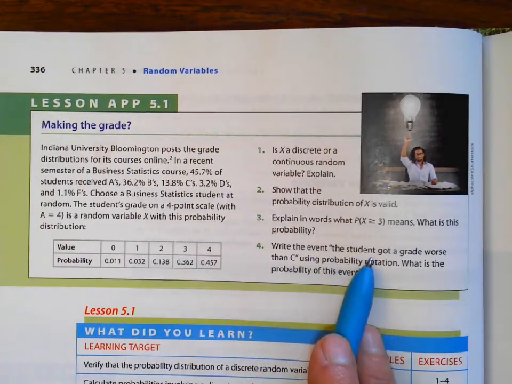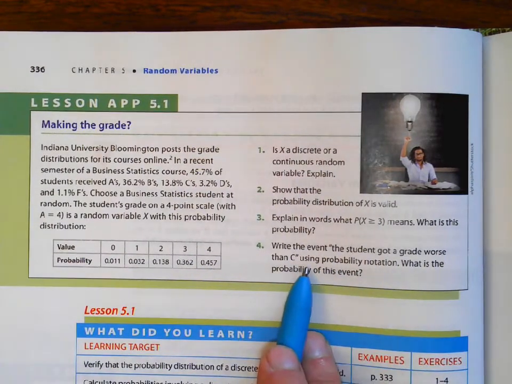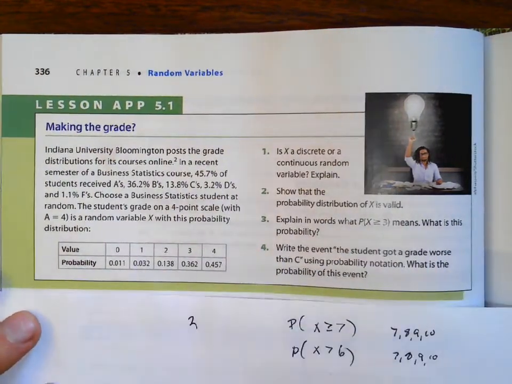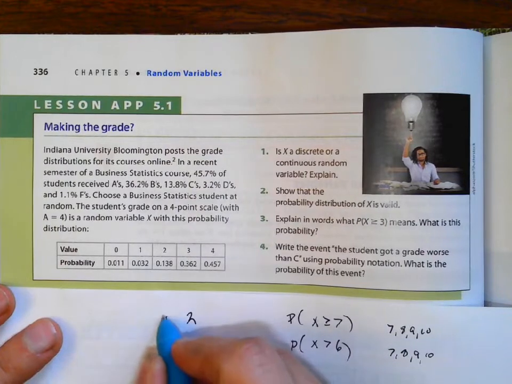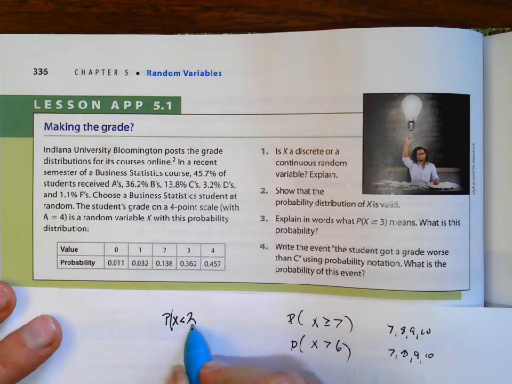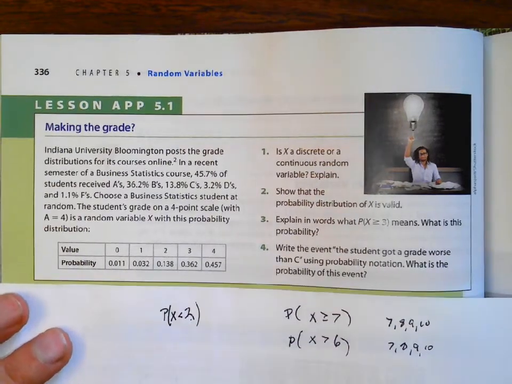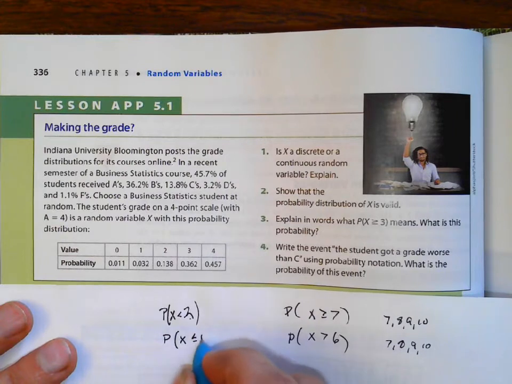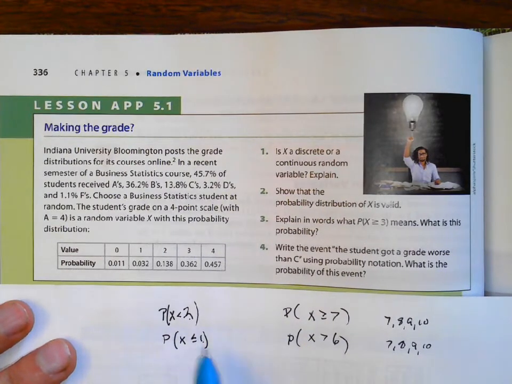Write the event student got a grade worse than a C. Okay, so a C would be a 2, and we want worse than that. So we want the probability that X is less than 2. Or you could also write it as X less than or equal to 1. So you got 1 or 0.